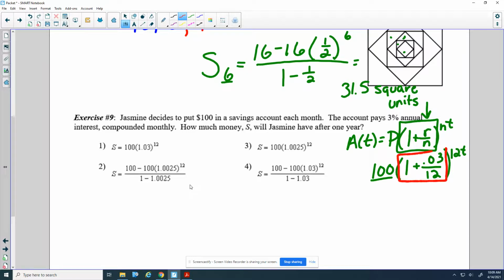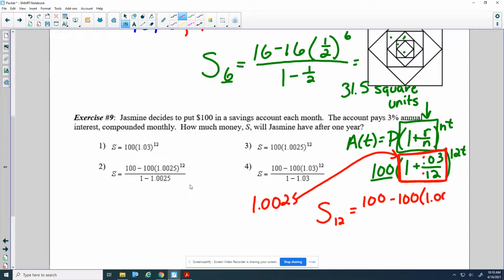So the gist here is that this number here can end up being the b value in this formula. So we're adding up 12 months. We're starting, and the first money she puts in is 100. If I typed this in my calculator, it would be 1.0025, because of this 0.03 divided by 12. So that's the number that it gets multiplied by, to the 12th, over 1 minus 1.0025.